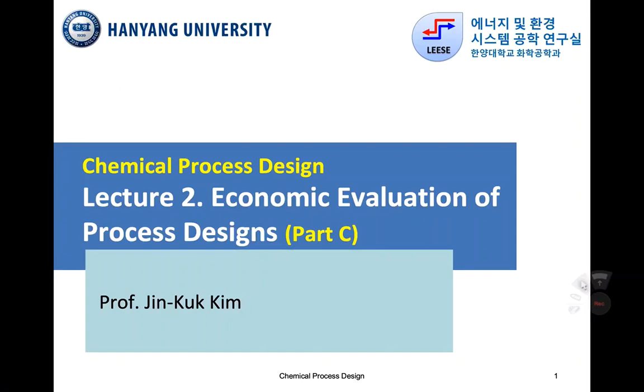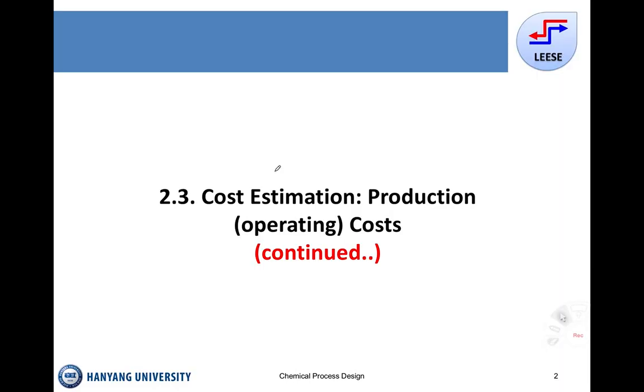We continue the lecture on the economic evaluation of the process design. This is the third part of lecture 2. So we have been looking at the fixed operation cost and the variable operation cost. Then one of the major elements in operation cost is the utility cost.